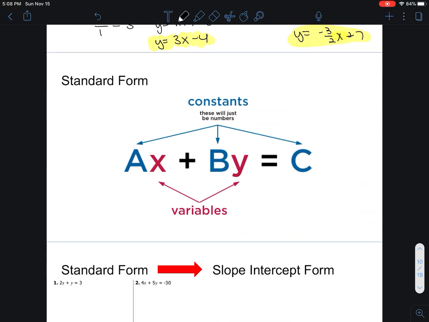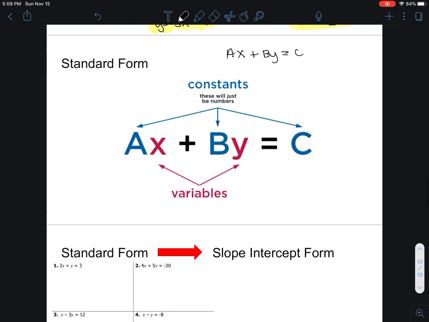There's another thing called standard form. Standard form is written as ax plus by is equal to c. Before you move on to standard form, you should complete the other examples, number 9 through 16. Okay, once you do that, come back to standard form. Pause the video. All right, so standard form is ax plus by equals c.